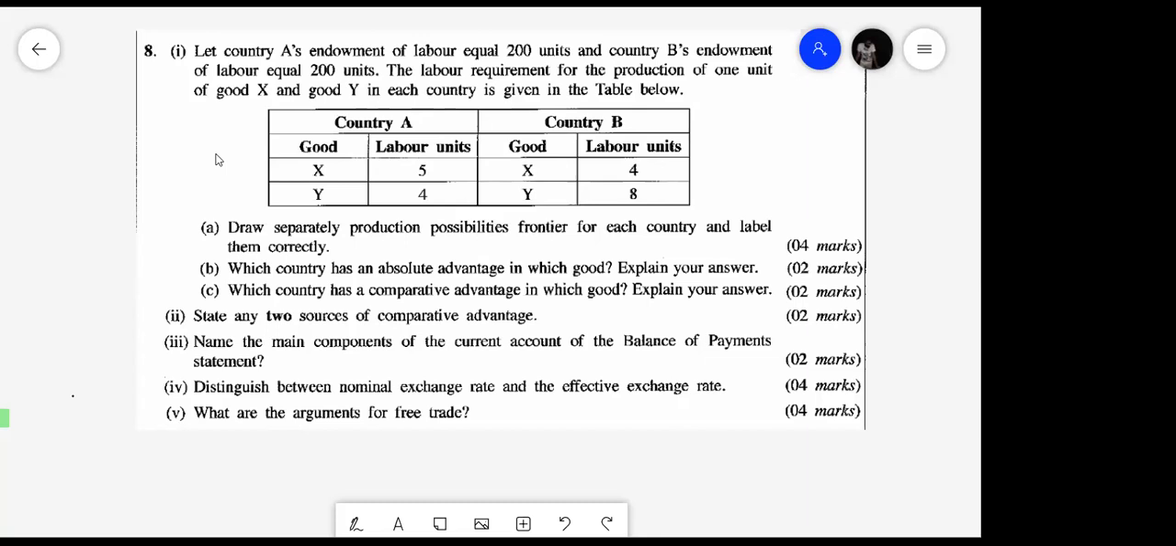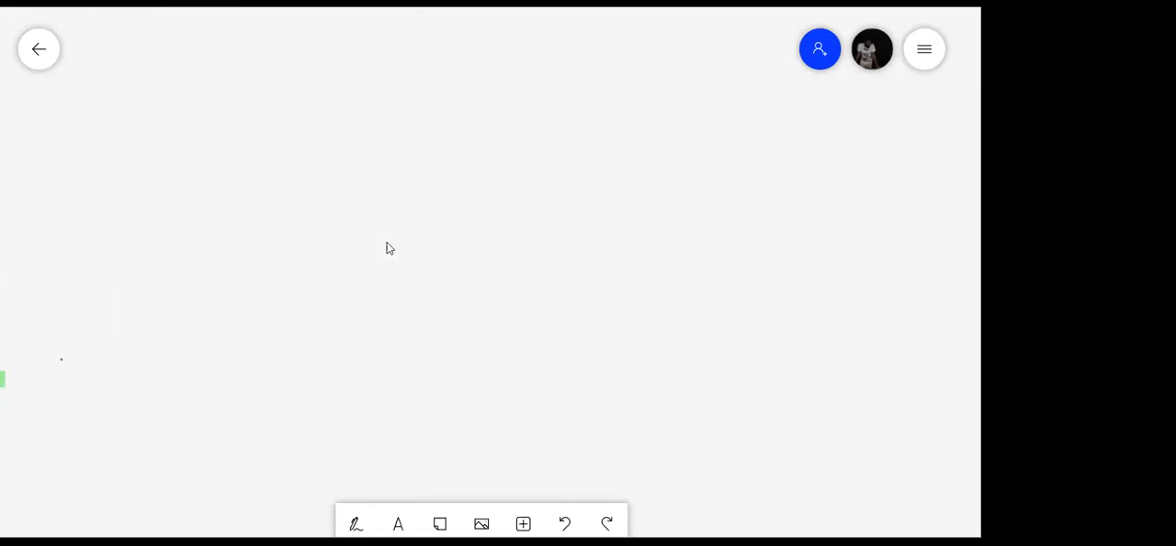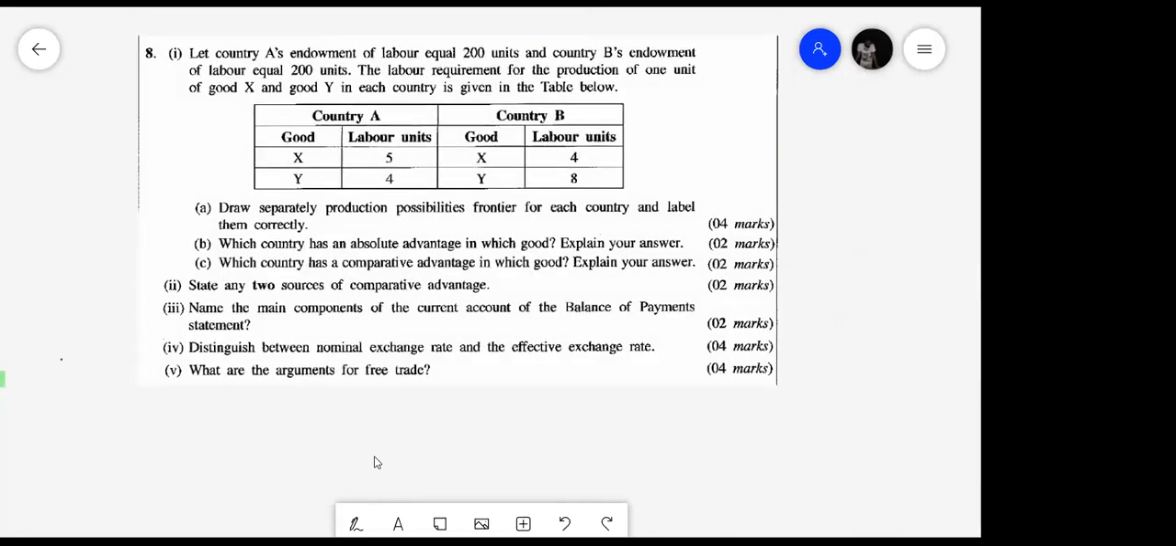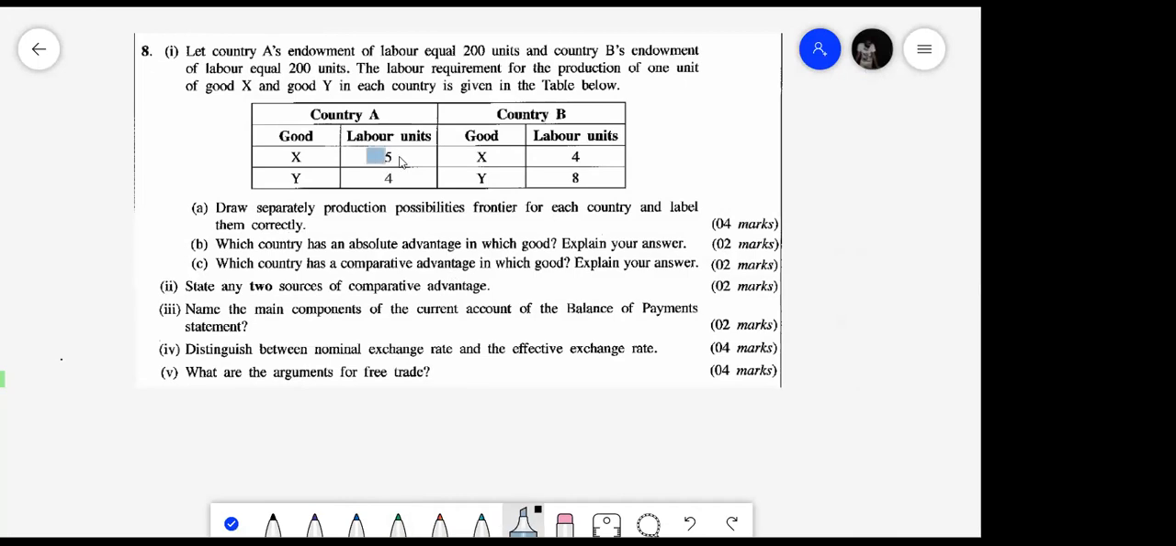So based on that, guys, they asked us to prepare the PPC. What most of the students did is they simply took these numbers, right? They took these numbers 5, 4, 4, and 8 and prepared the PPC. If you do that, guys, that's completely wrong. Because why? When you're drawing a PPC, guys, PPC is showing what? PPC is showing you the output, right? PPC shows you the different combinations of goods you can produce, not the input you need for those goods. So you have to convert this input data into output data. That is the first thing that you have to do, guys, if you're drawing the PPC.